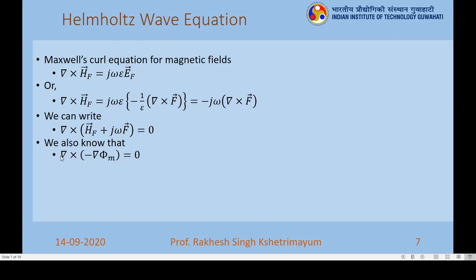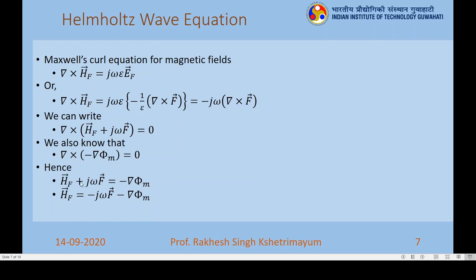We also know that the curl of a gradient of a magnetic potential is zero. We call this magnetic potential, just like the electric potential was phi E, the magnetic potential is denoted by phi M. So the curl of the gradient of the magnetic potential is equal to 0. In that case, I can express H_F plus j omega F is equal to minus del phi M. So I equate these two: H_F plus j omega F is equal to minus gradient of phi M. So finally, I have the expression for H_F as minus j omega F minus del phi M.